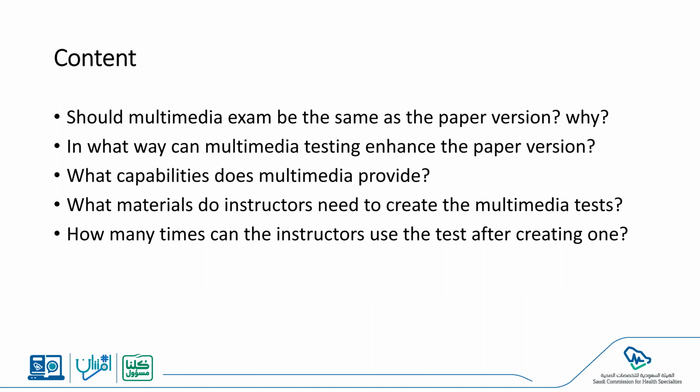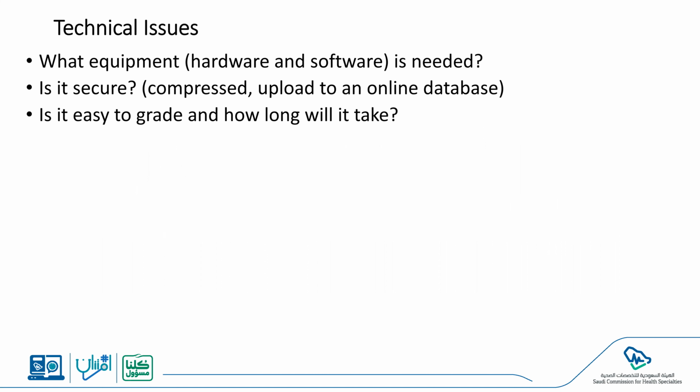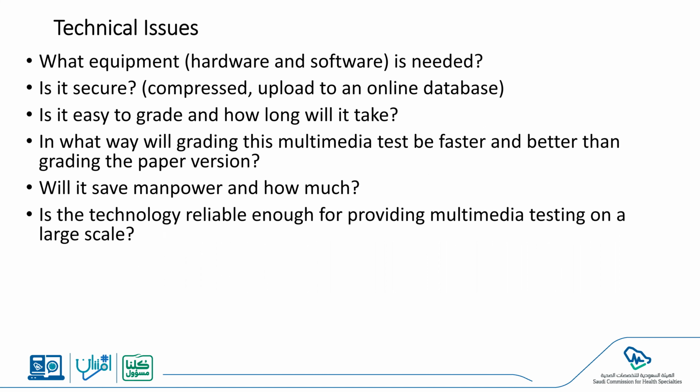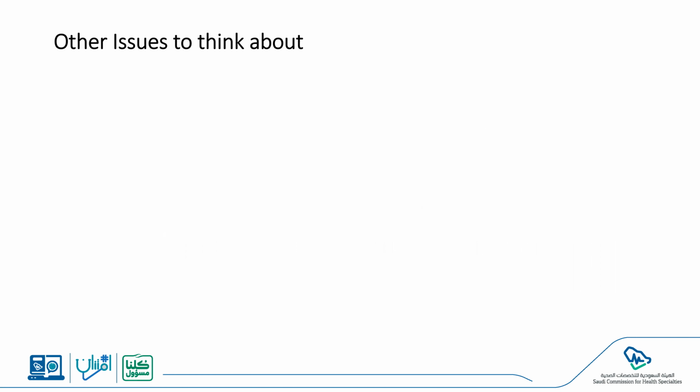What are the things you need to think about? The instructions, the computer, how it's going to look, and so on. And then you're going to have technical aspects. What are the equipment, the logistics? Is it secure? Is it expensive? Do you have the manpower? Is the technology powerful enough to realize the capabilities? And you're going to see your pros and cons regarding it.